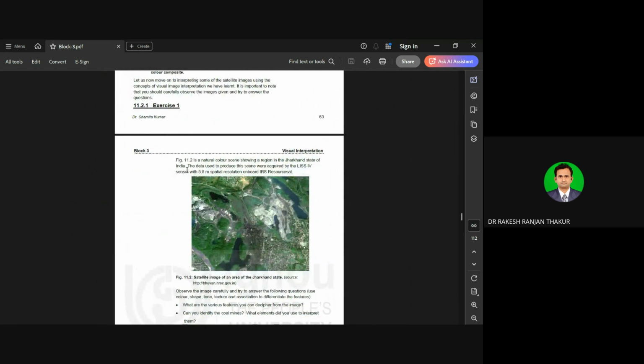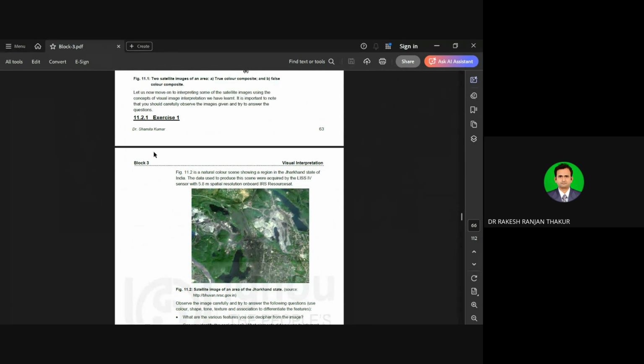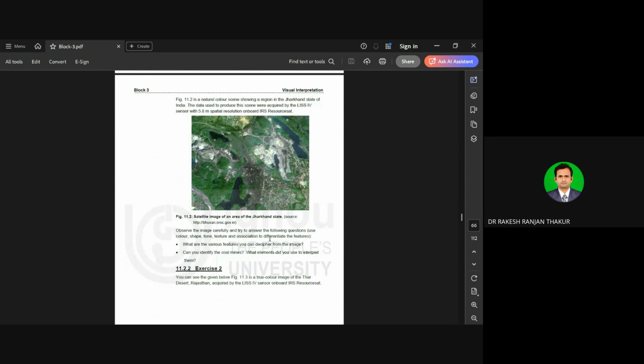Now, these are some exercises, so we cannot do the exercise here, but I would like to discuss it here. An exercise is given, like a natural color scene showing a region in the Jharkhand state, acquired by LISS-4 at 5.8 meter resolution. So now, what the exercise asks is what are the various features you can identify from the imagery. Can you identify the coal mines? What elements did you use to interpret?